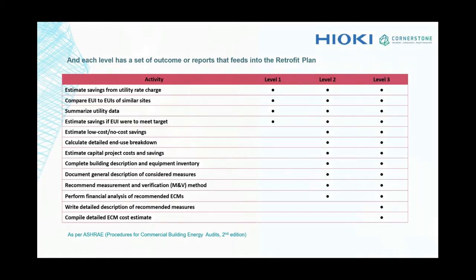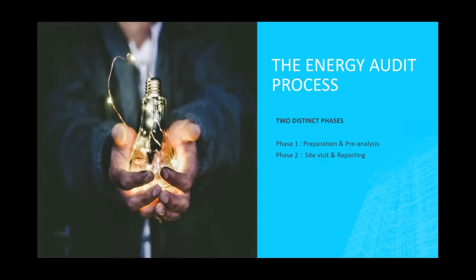Now, the energy audit process has 2 distinct phases. Phase 1 would be preparing for the audit, and that is done in line with the preliminary analysis, which I'll show in the coming slides. Phase 2 of an energy audit would be the site visit and then the reporting of that.